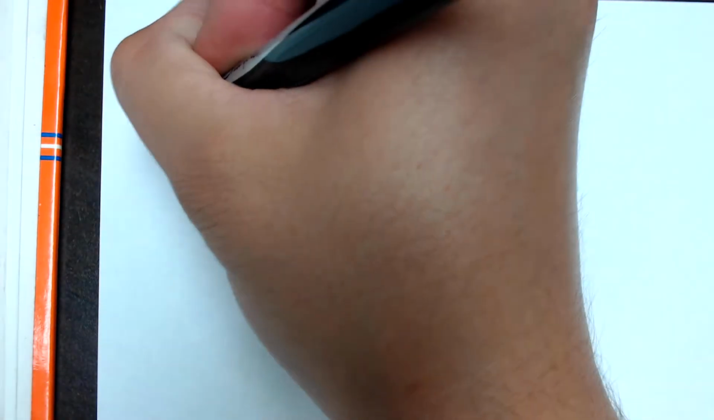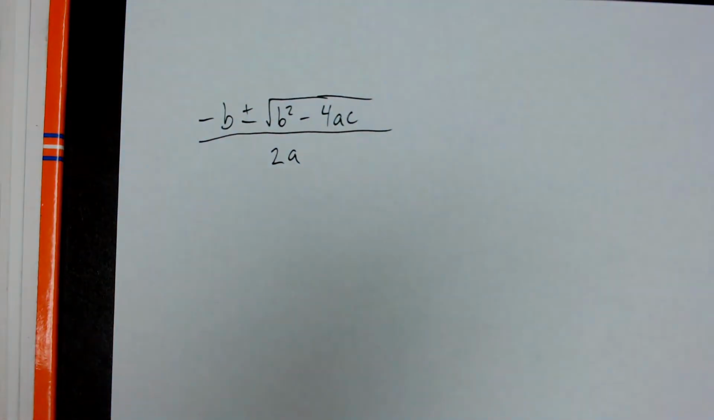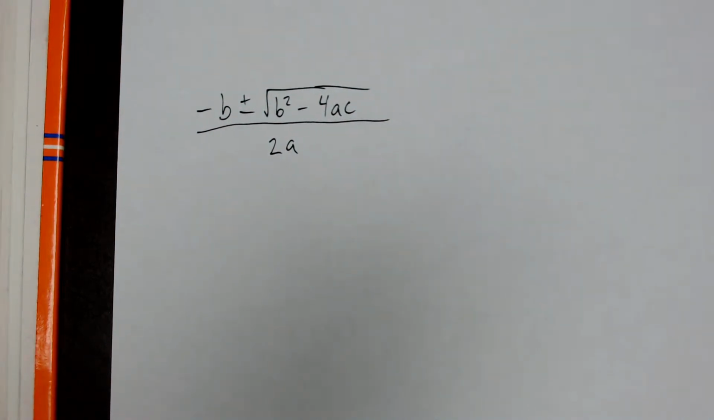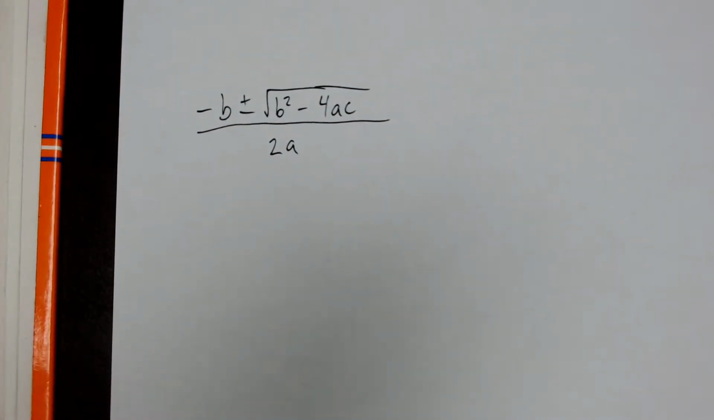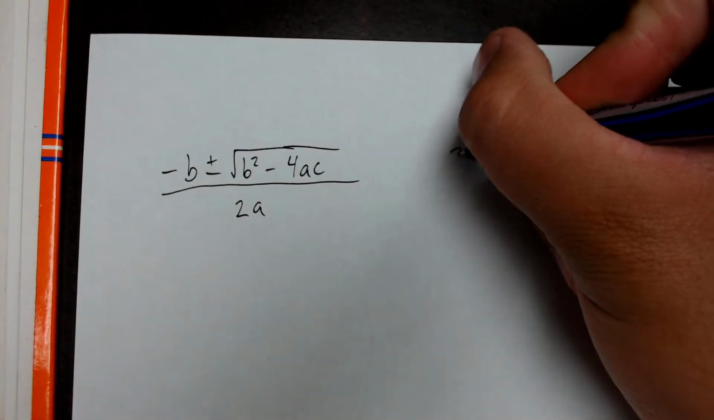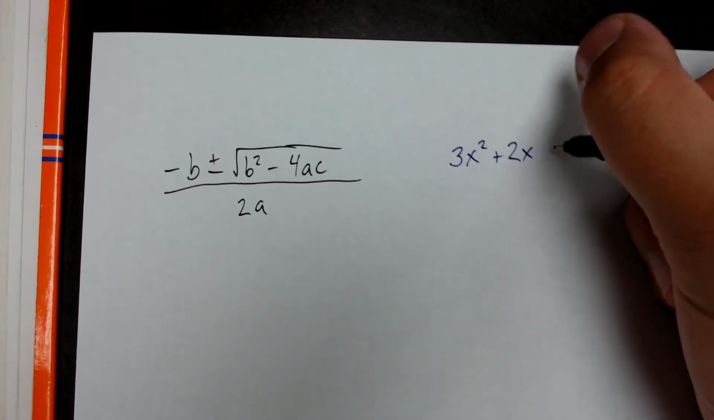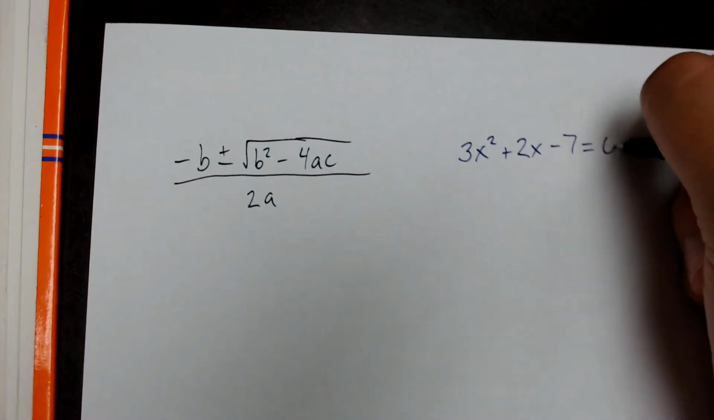So I'm going to go ahead and write that on our paper, and then I'll show you guys how we use that. So we have negative b plus or minus the square root of b squared minus 4 times a times c, all divided by 2 times a. Now, how does this work in regards to a problem? So let's say we have the following quadratic equation. Let's say we've got 3x squared plus 2x minus 7 equals 0.